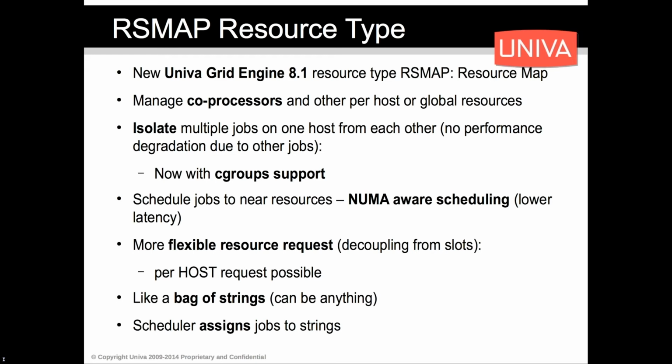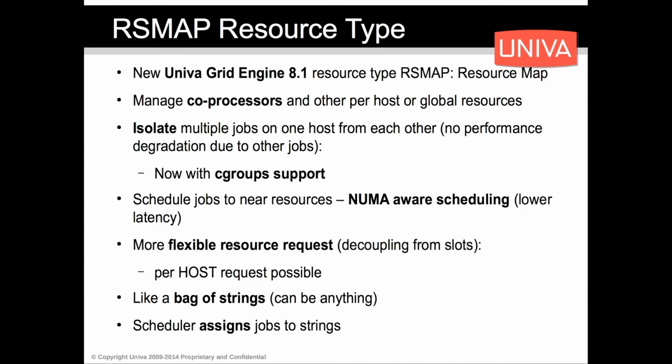In Altair Grid Engine 8.1, we implemented a new resource type, which is called resource map or RSMAP. It is particularly useful when managing coprocessors and other per host and global resources. It can be used to isolate multiple jobs on one host from each other, so that there is no performance degradation due to other jobs possible. Now this has also cgroup support.